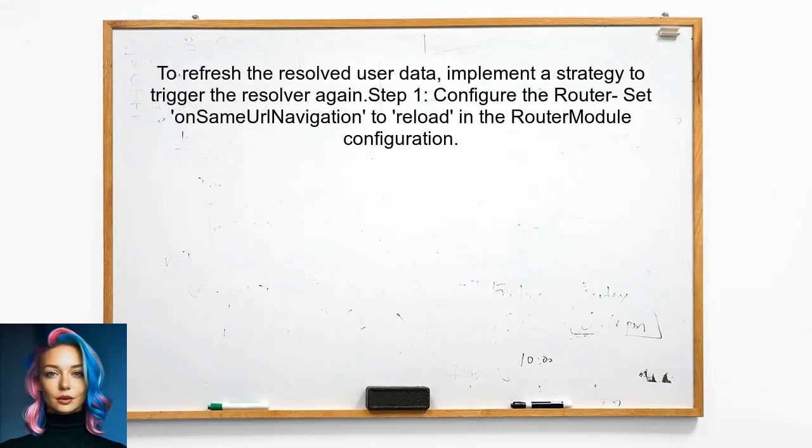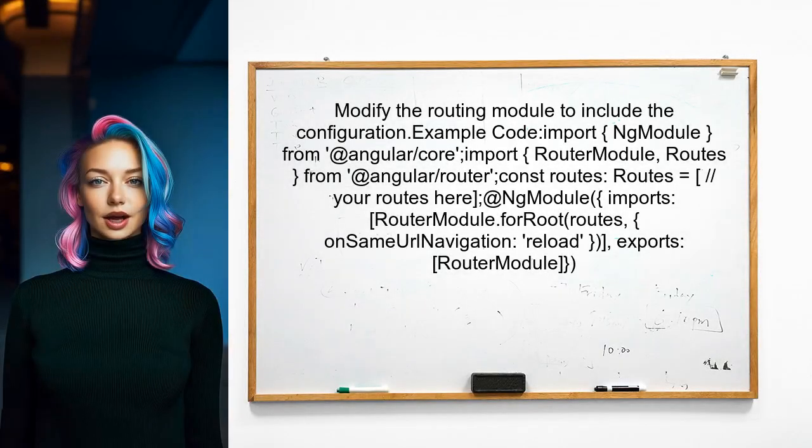To refresh the resolved user data when navigating back from the edit component to the view component, the user can implement a strategy to trigger the resolver again. One effective method is to use the Angular router's onSameURL navigation property. Next, the user should modify the routing module to include this configuration. This will allow the router to reload the component and trigger the resolver when navigating to the same route.